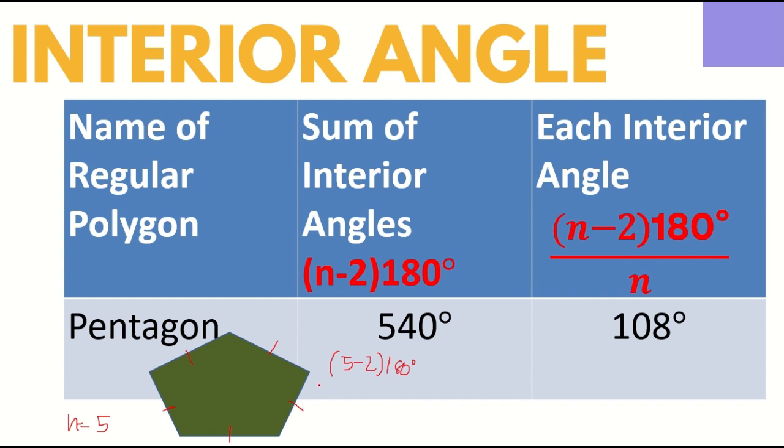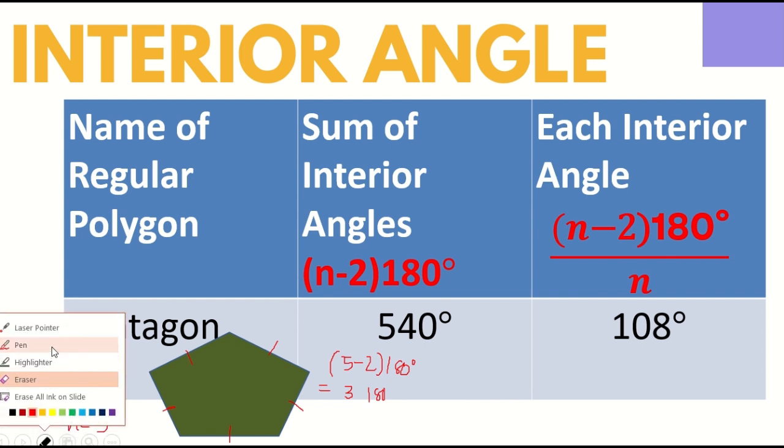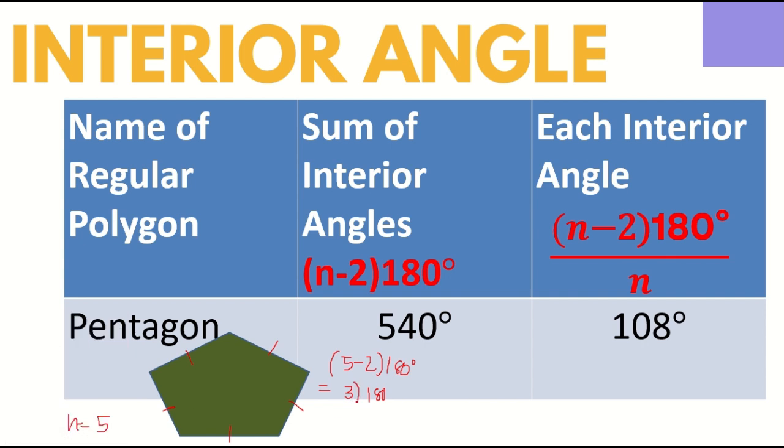And that is equal to 5 minus 2 is 3 times 180 degrees. Palitan lang natin to para hindi magulo, kapag katabi yan and kinamitan lang siya ng parenthesis, multiplication yan. Okay, 3 times 180 degrees, that is equal to, ito na yung nahanap natin dito, 540 degrees.